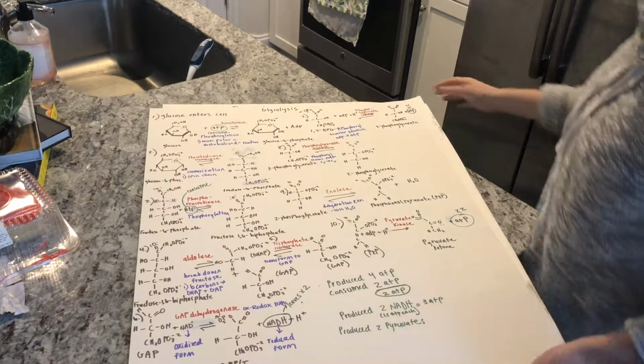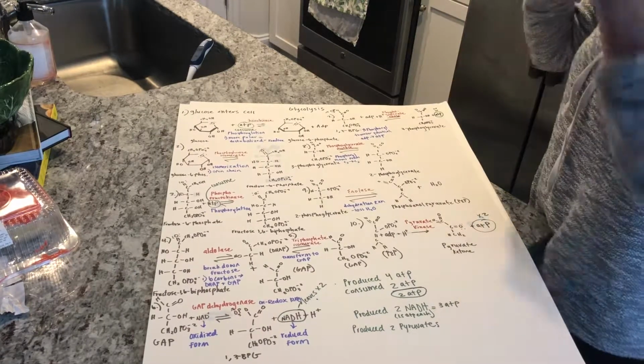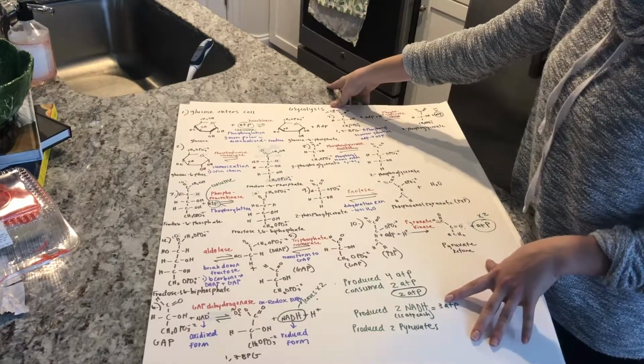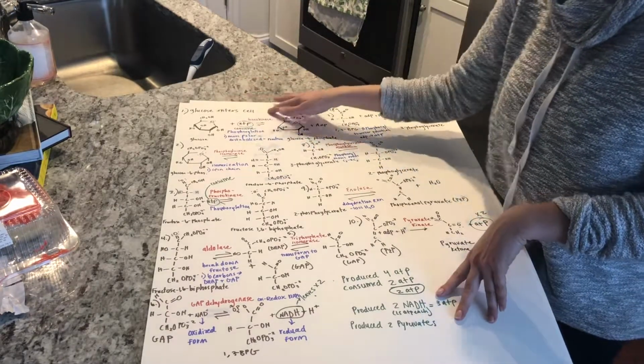Hi, so today I'm talking about how ATP is generated, and the first thing I'm going to talk about is glycolysis. So in step one, glycolysis occurs when glucose enters the cell.